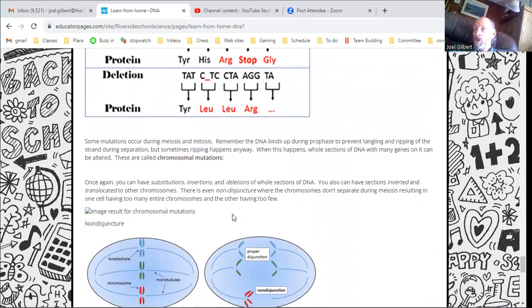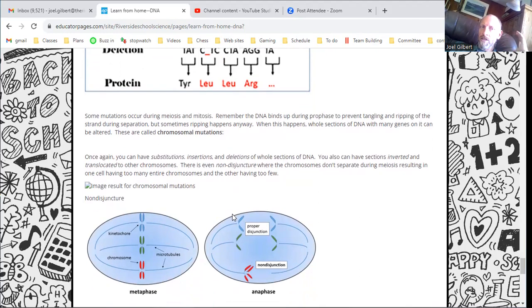You could also argue chromosomal mutations are pretty drastic. That's where whole chromosomes get messed up. You have insertions and deletions there. You have substitutions there. You have inversions and translocations.